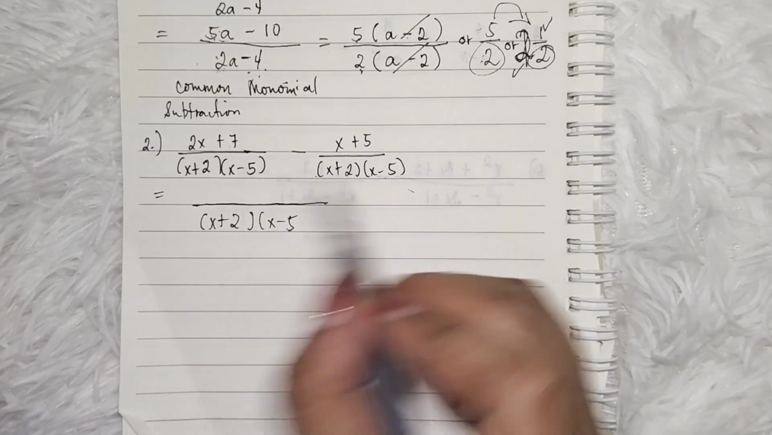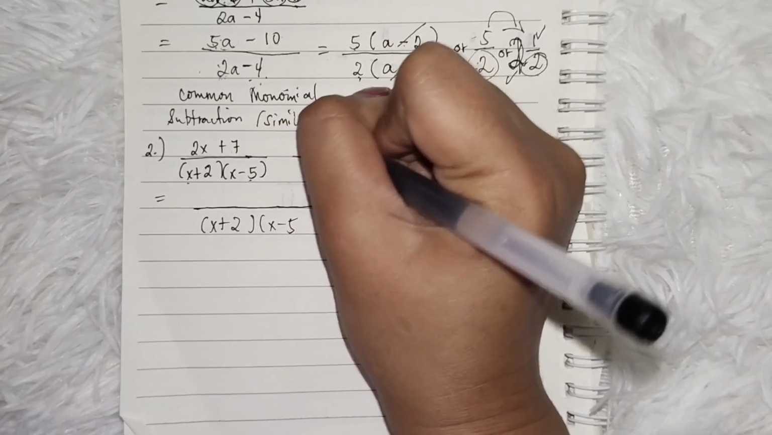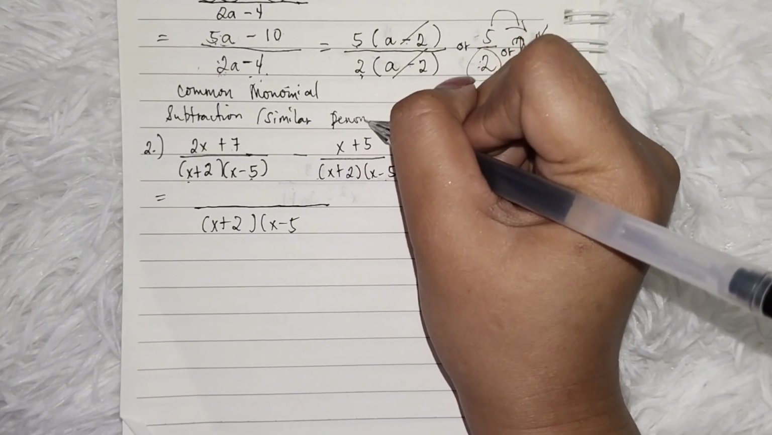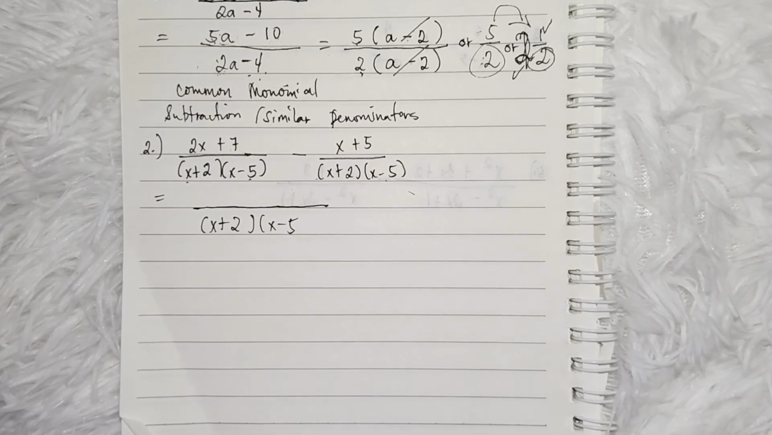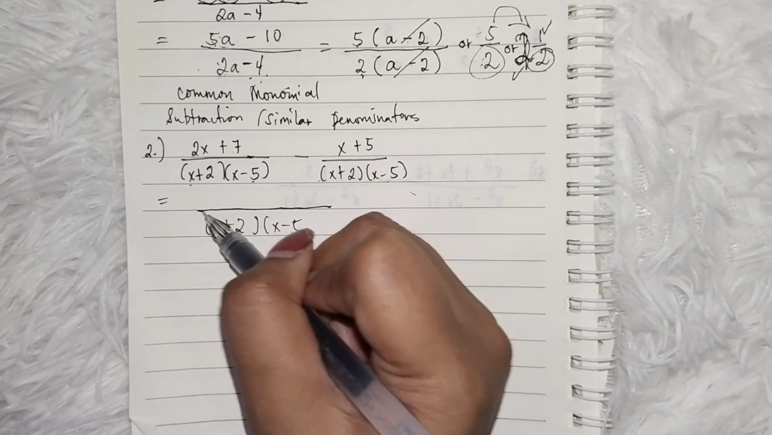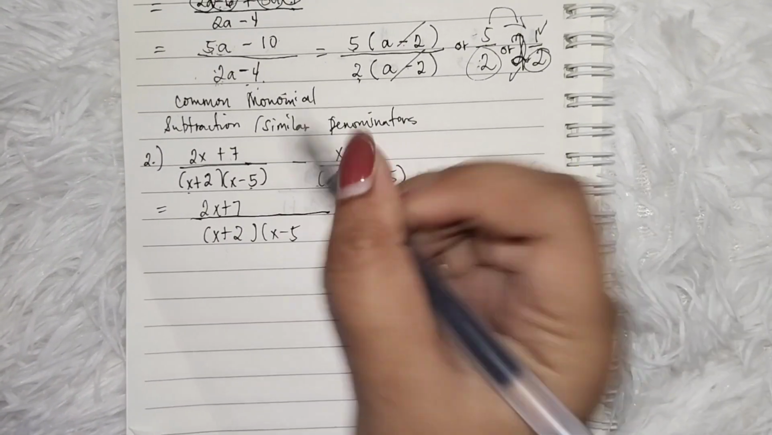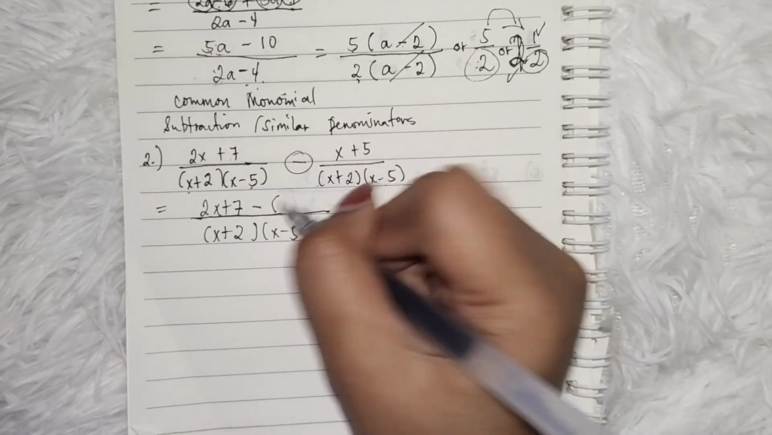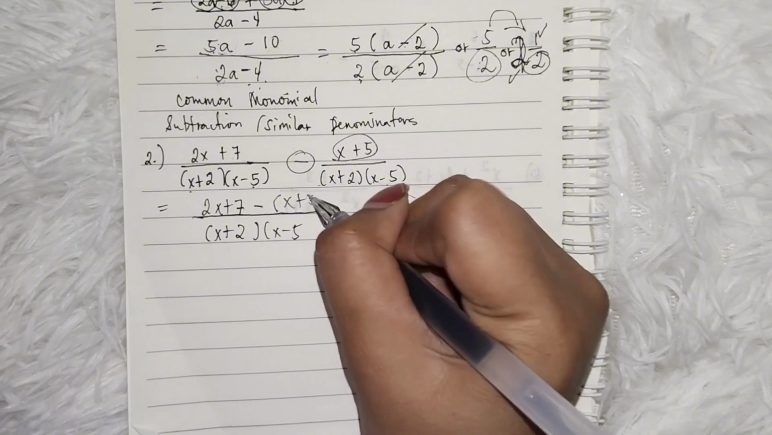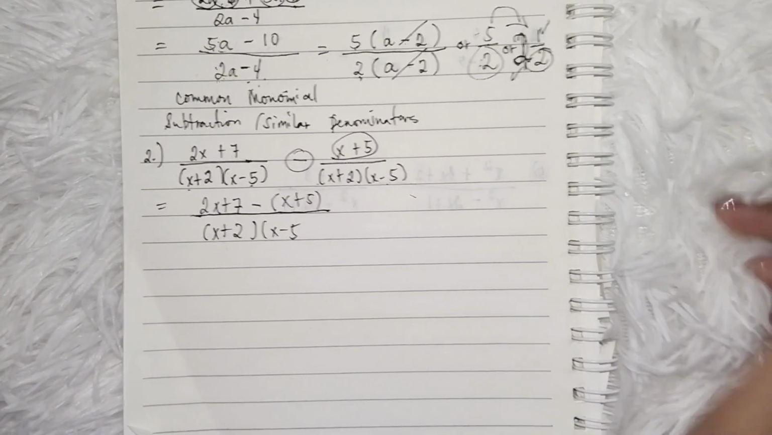X plus 2 times x minus 5, x plus 2 times x minus 5. So, they are the same. Like, lagyan natin dito ng similar. Yan. Similar denominators. So, basically, kapag napanood nyo itong video na to, may nauna na po akong na-upload. So, you have to watch that. Okay? So, x plus 2 over x minus 5. And then, copy everything on the numerators. In the numerators, 2x plus 7 minus, don't forget that. Then, lagay ka ng parenthesis. Then, put x plus 5. Ganyan.